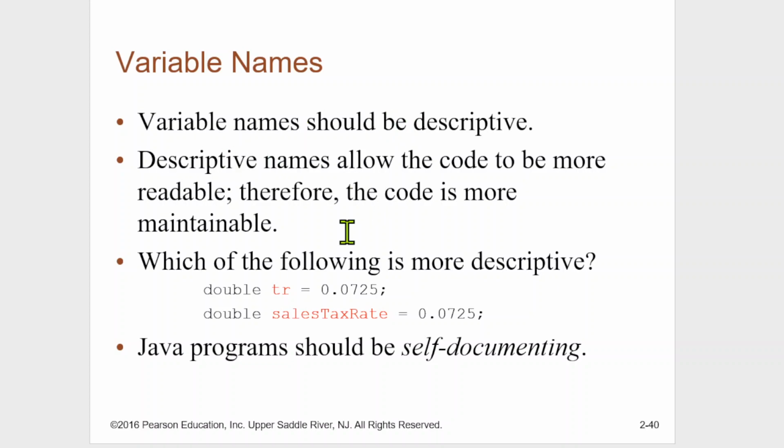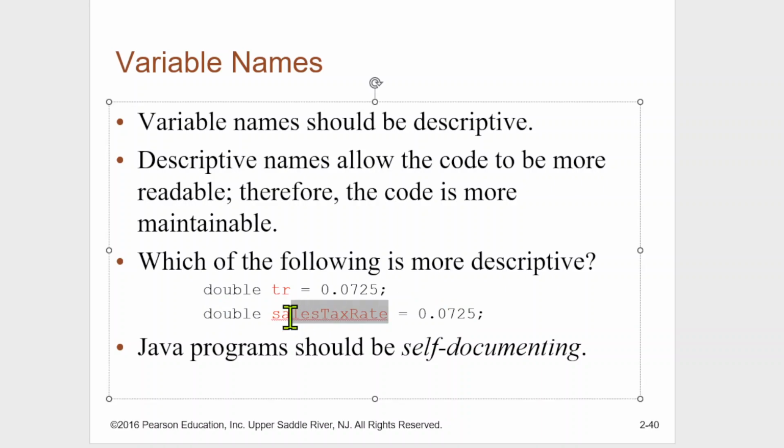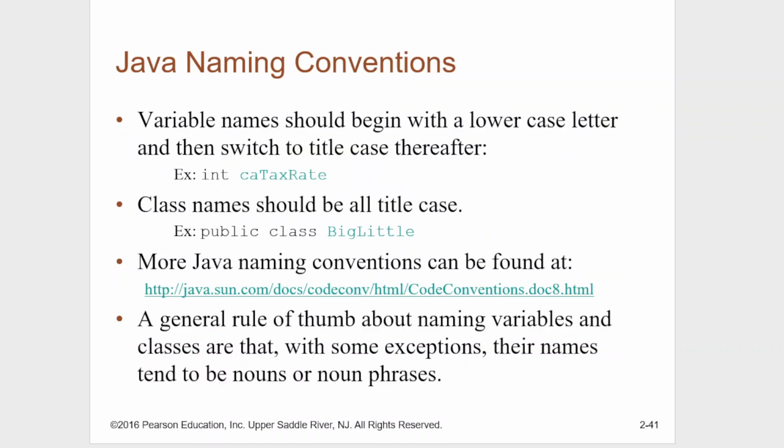Which of the following is more descriptive? double TR equals this, or salesTaxRate? Obviously, the second one. But if you're like me, you're too lazy and you don't type this, and two years later, when you're trying to fix your own code, you don't understand what you were doing. So trust me, spend the extra couple seconds to type. Java programs should be self-documenting.